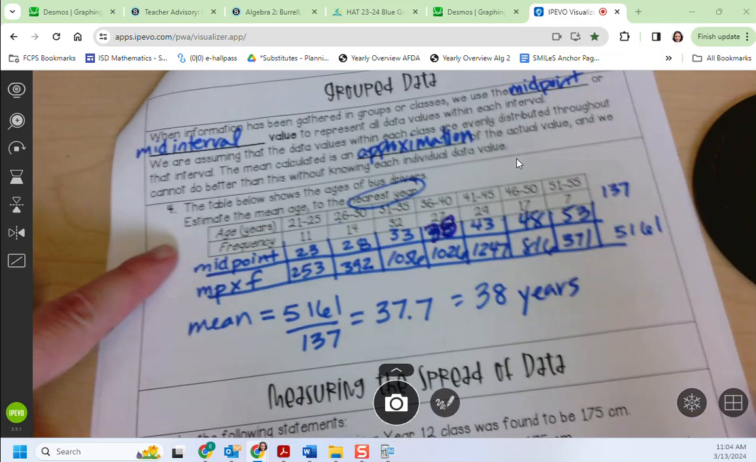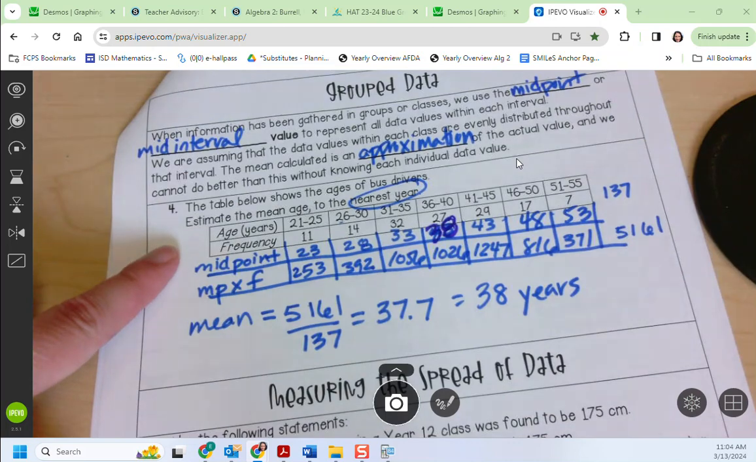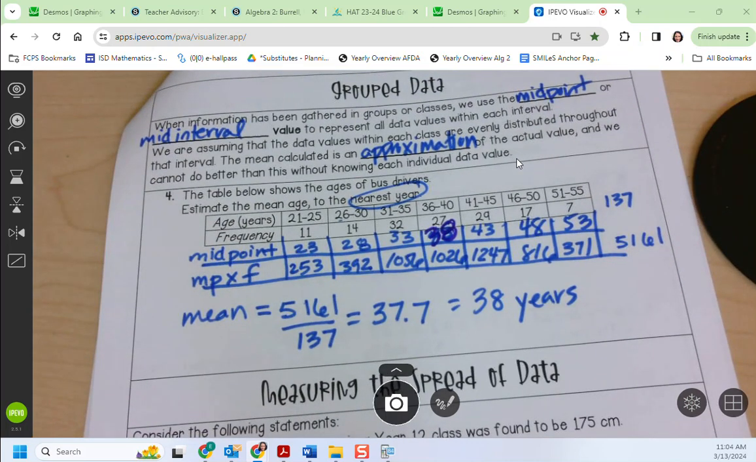That would be the sum of the frequencies. Okay. I will look at that later. One of us made a calculation error, and it could have easily been me, but we'll see.